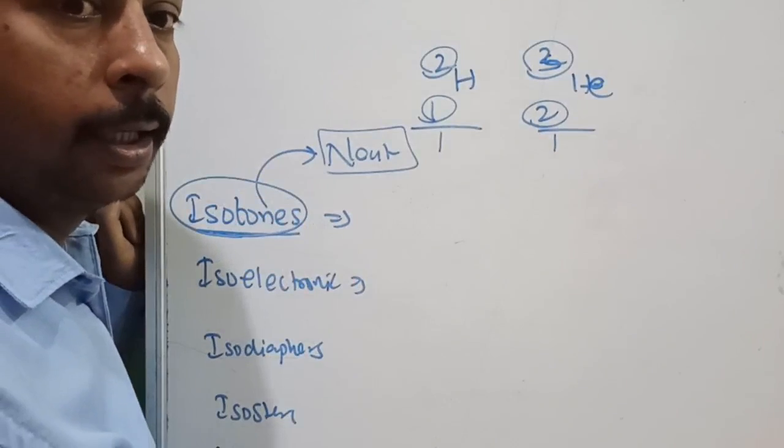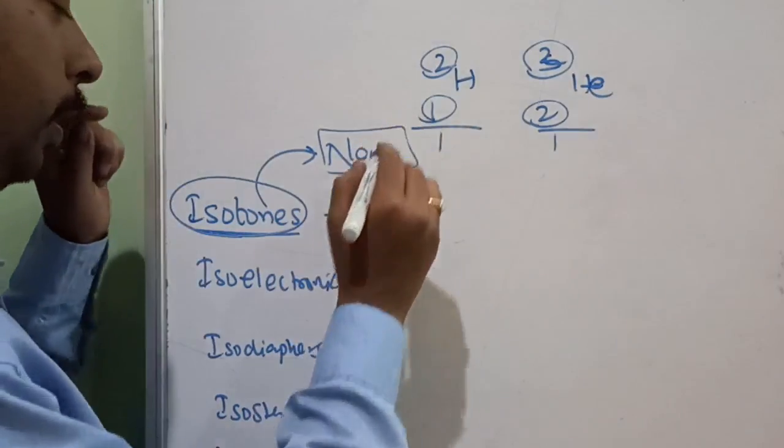What are they called? Isotones. Same number of neutrons. Example, I think it is understood.